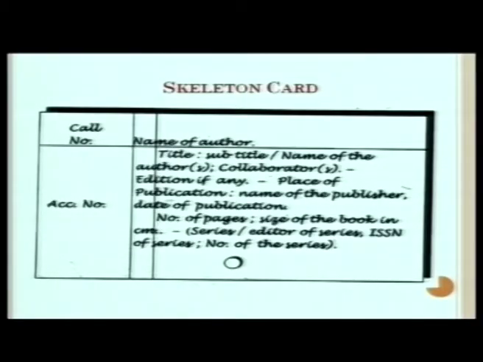Statement of responsibility is nothing but the name of the author or the authors, then collaborators in the form of editor, illustrator and all, and edition statement if any, publication details like place, name of the publisher, year of publication, then physical description area where you will have to record the number of pages which consist of preliminary and textual pages, size of the book in centimeter, series, editor of the series, standard numbers and number of the series, and at the end we have to even write about the tracing section also, which will be considered as added entries.